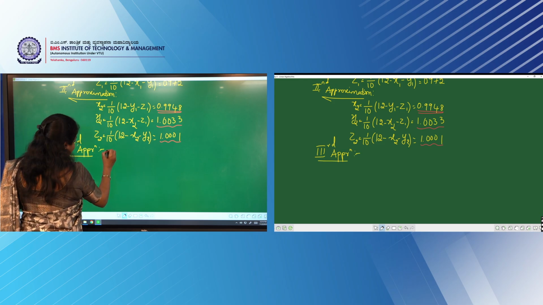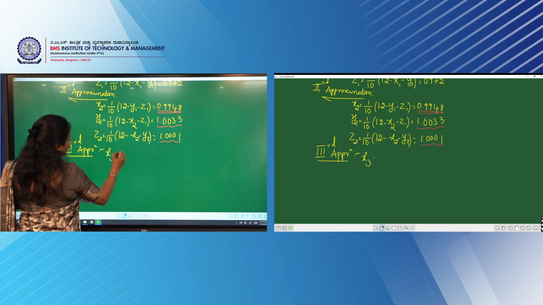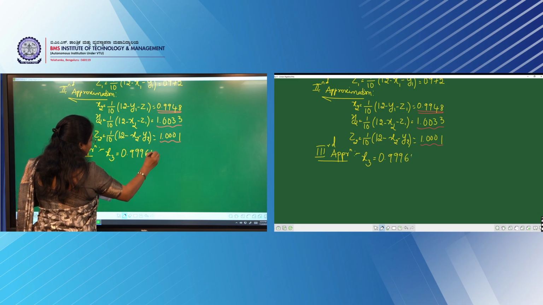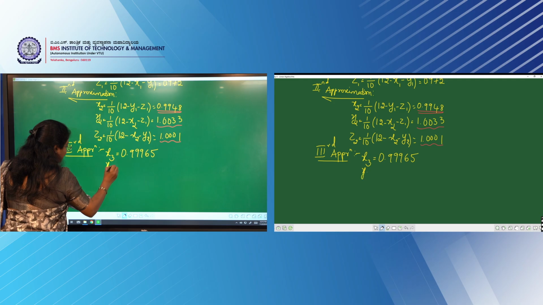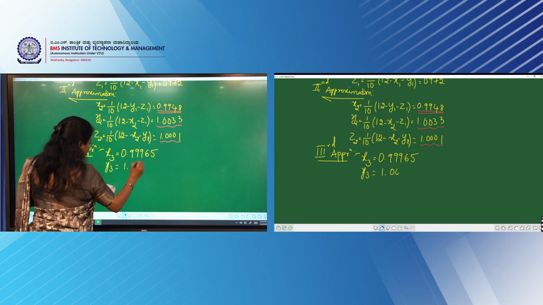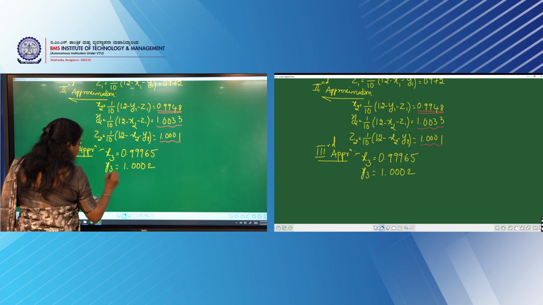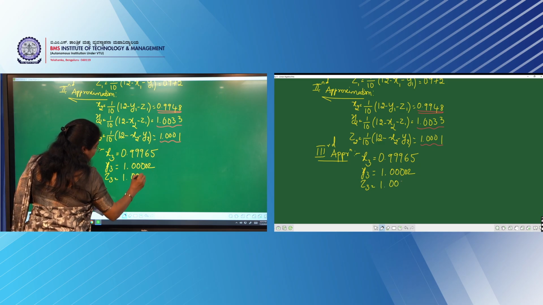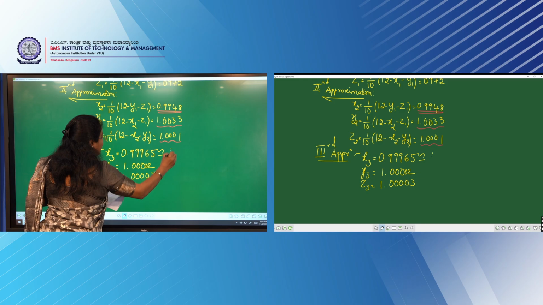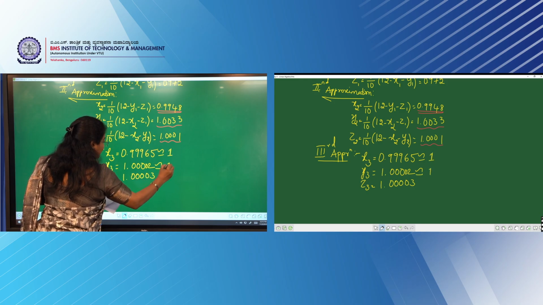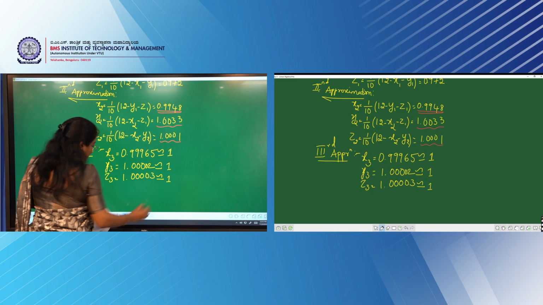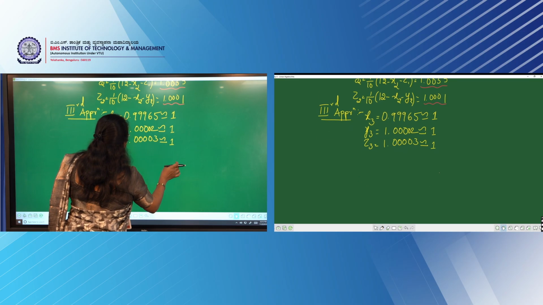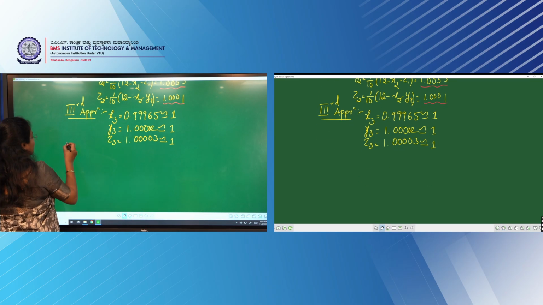For the third approximation, I am directly writing the answers using the same procedure. x3 is 0.9965, y3 is 1.0002, z3 is 1.0003. So now this is approximately equal to 1, but still it is not the same. Again I am moving to the fourth approximation to check for the exactness of the equation.